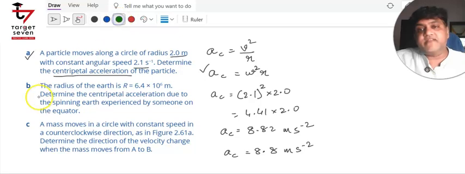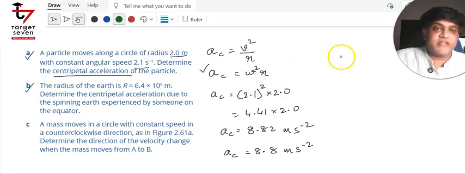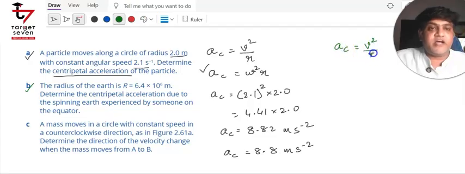Now when we look at the second bit, that is the B bit here, it has been provided to us that the radius of Earth is 6.4 times 10 to the power 6 meters. Again, the question is about calculating the centripetal acceleration. The formula continues to remain the same: a_c is equal to v squared upon r.